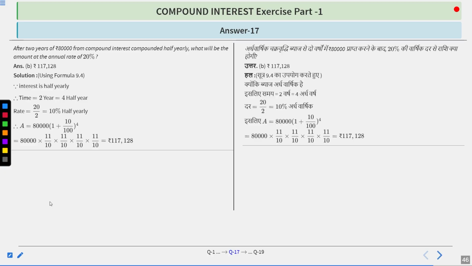So we have written 11 upon 10 four times. That is 11 upon 10 into 11 upon 10 into 11 upon 10 into 11 upon 10. After multiplication, it becomes rupees 1,17,128. That means option B is the correct answer.